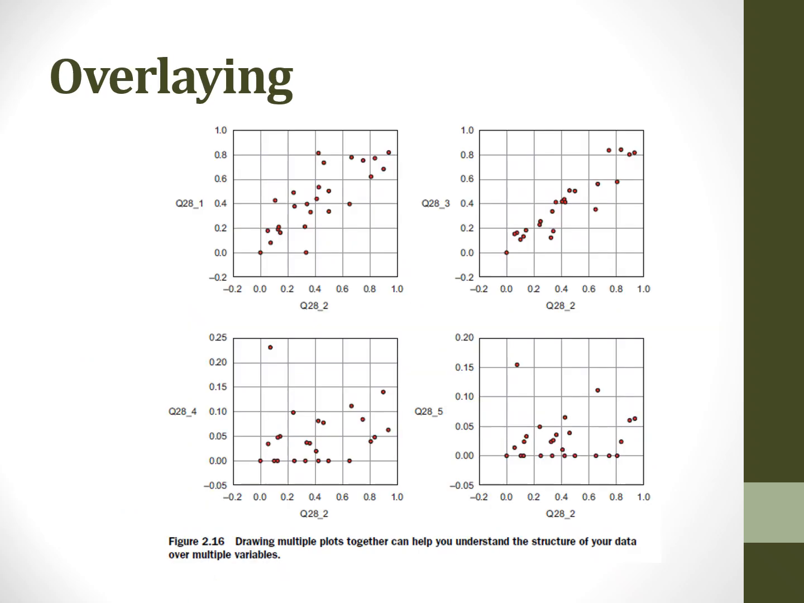Next comes overlaying. Overlaying means putting multiple plots together on a single screen so that we can easily compare them and understand the structure of the data over multiple variables. In a single graph itself, we project or subdivide them and put so many graphs in order to make the data visualization process an easy one. This is called overlaying.